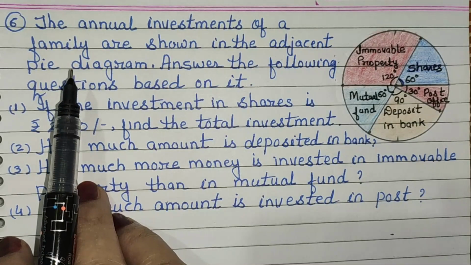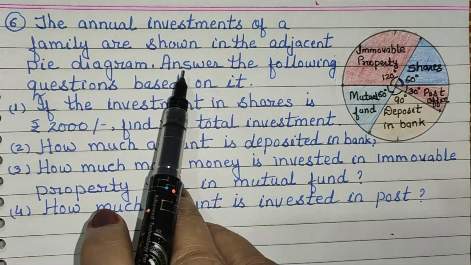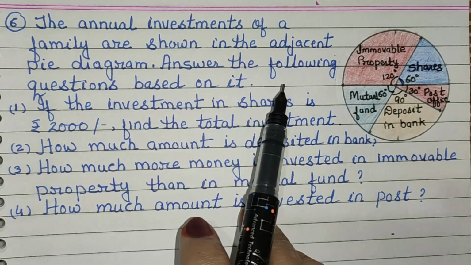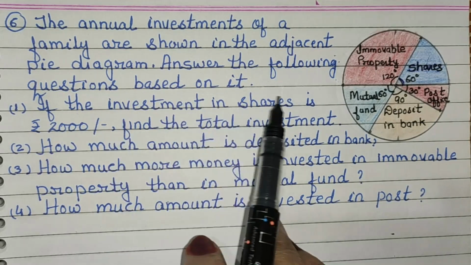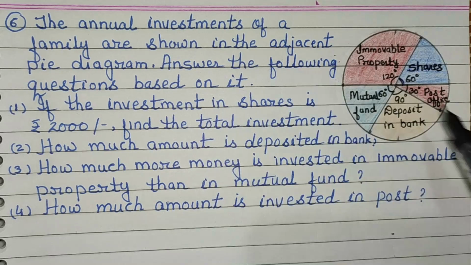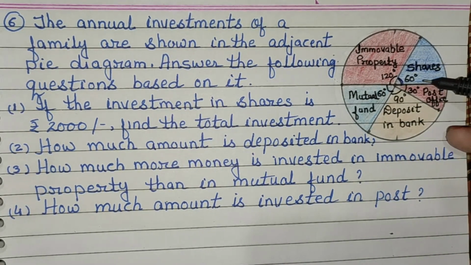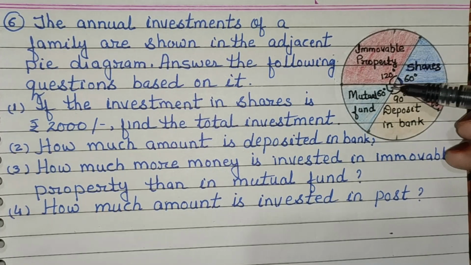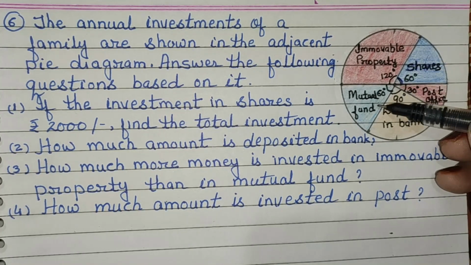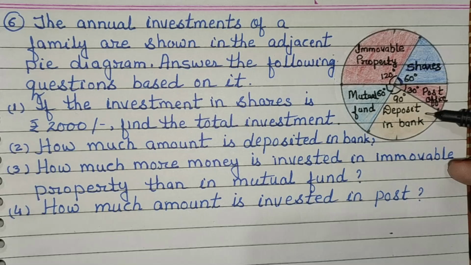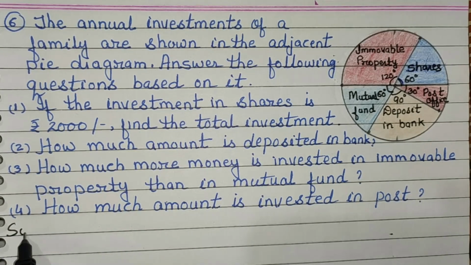Now the next question is, the annual investments of a family are shown in the adjacent pie diagram. Answer the following question based on it. Now look at the pie diagram. Shares, central angle is 60 degree. Immovable property 120 degree. Mutual fund 60 degree. Deposit in bank 90 degree. And post office 30 degree. Now write down the solution here.